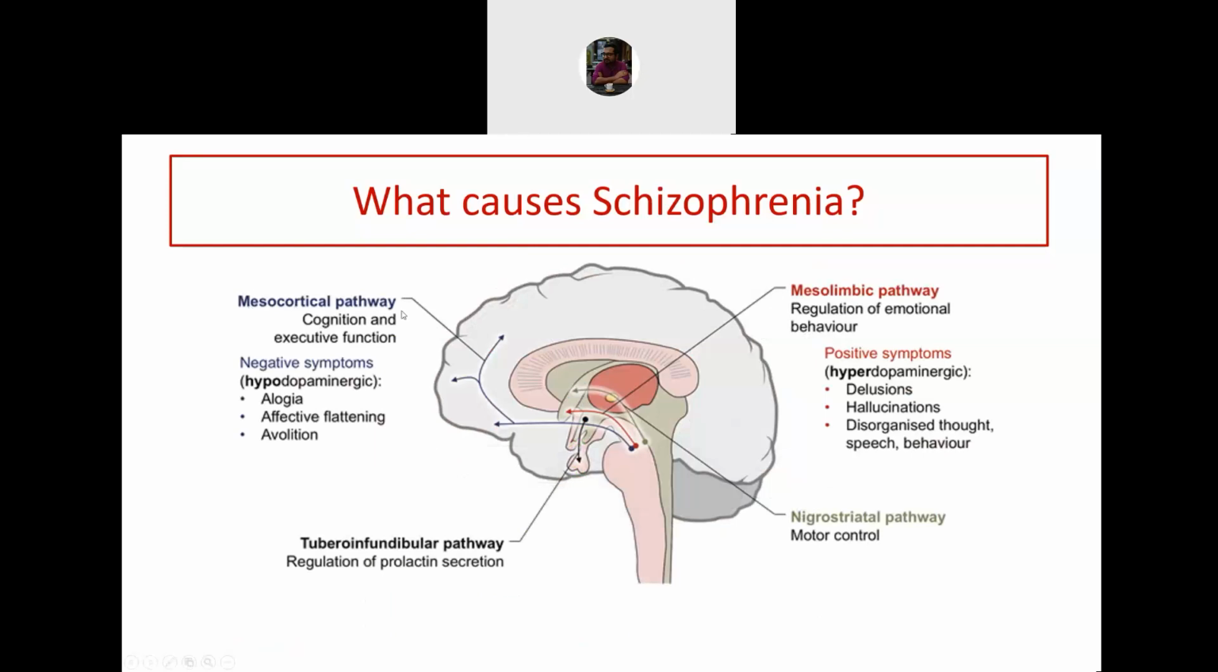In the mesocortical pathway, the functions are mainly cognition and executive function. And if there is reduced dopamine here, that is, a hypodopaminergic state, it leads to negative symptoms: alogia, affective flattening, and avolition. On the other hand, if the person has excess dopamine in the mesolimbic pathway, that is a hyperdopaminergic condition, then the person will have delusion, hallucination, and disorganized thought, speech, and behavior. These are known as positive symptoms of schizophrenia because these are over and above the normal activities of a human being.